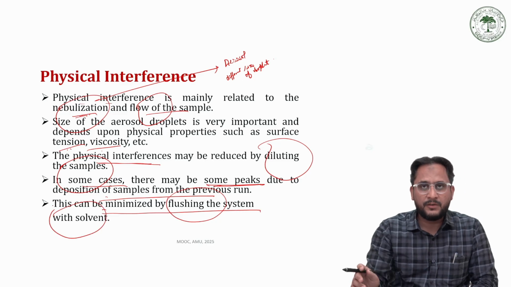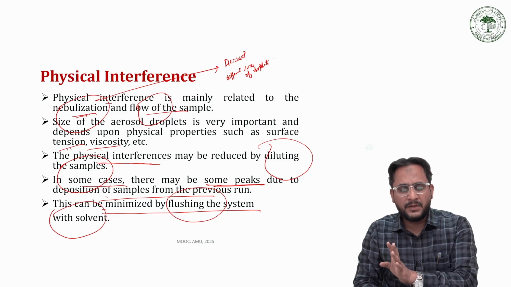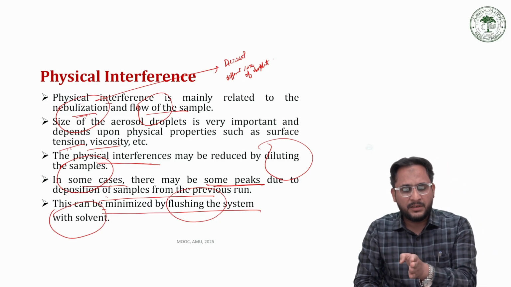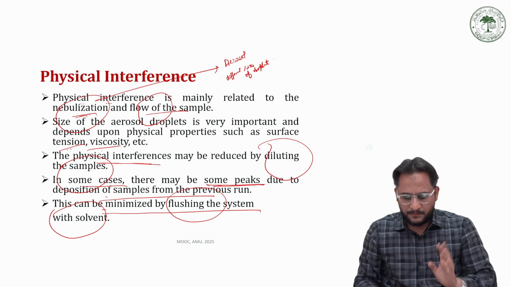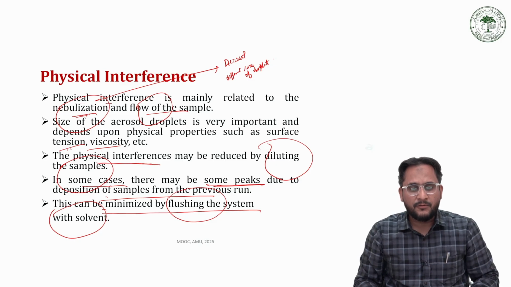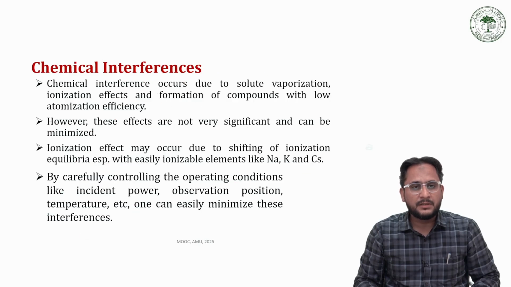We have to pass solvent 2-3 times to create a plain spectrum of the solvent, and in this way the solvent passes through the tube and causes washout or flushing of the previous samples. And now the chemical interferences.